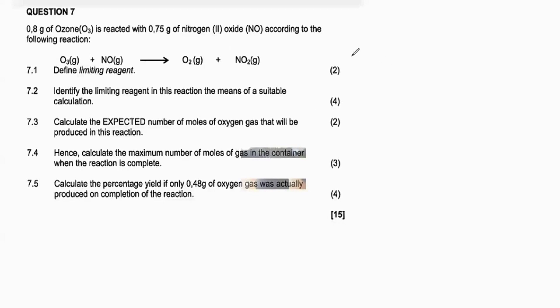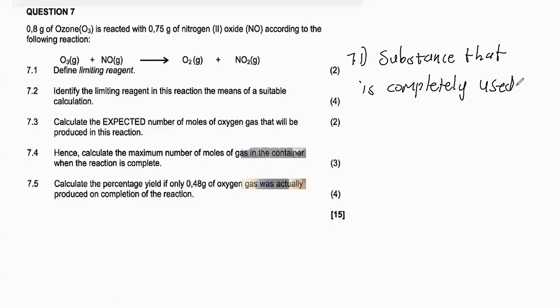The way we define it is we say this is a substance that is completely used up in a chemical reaction, right? And then let's now proceed.